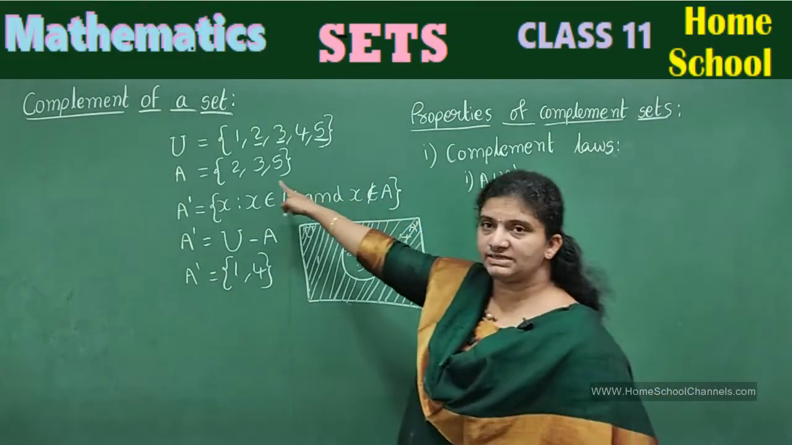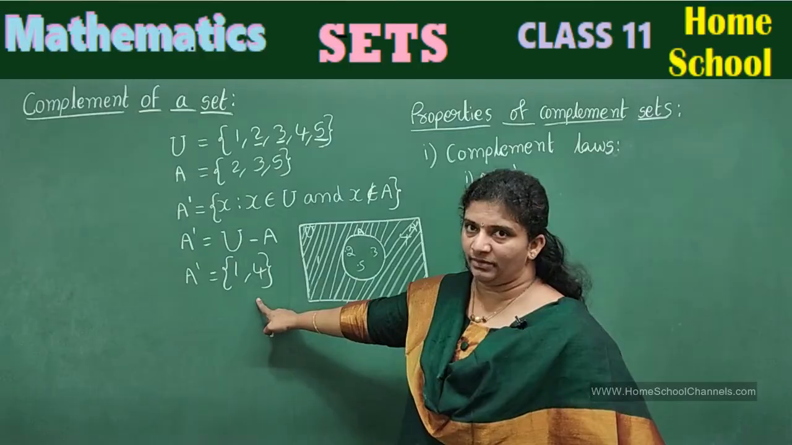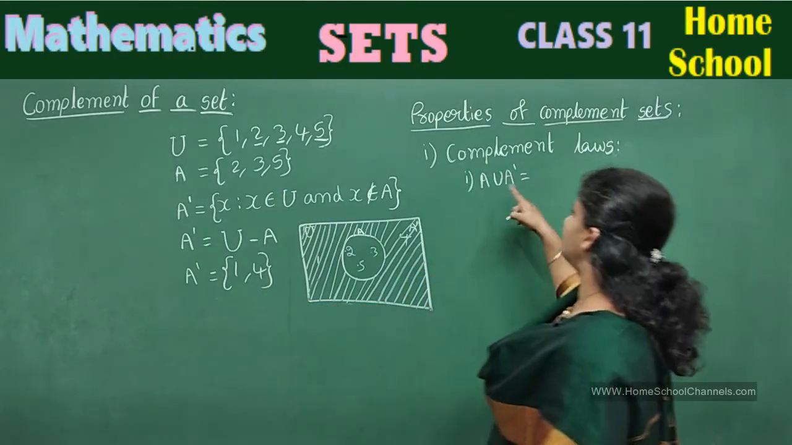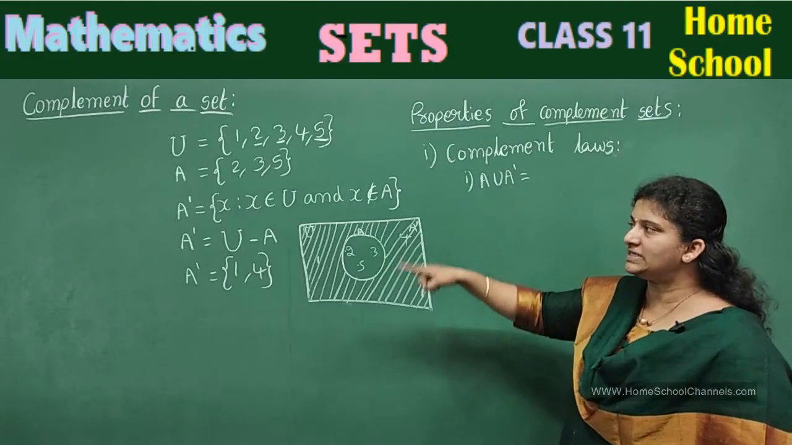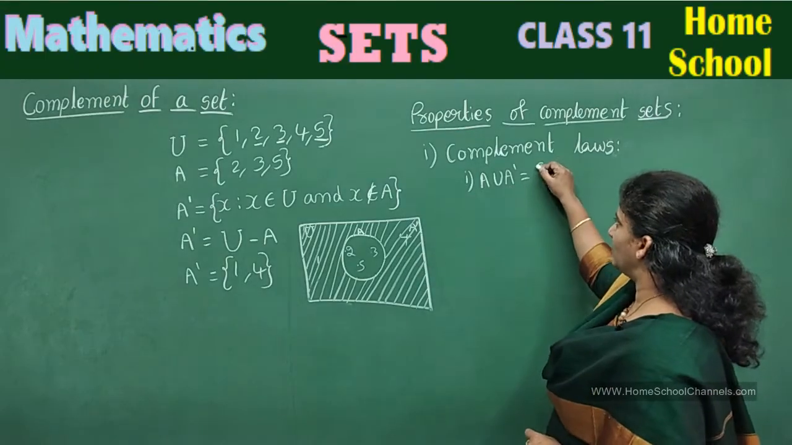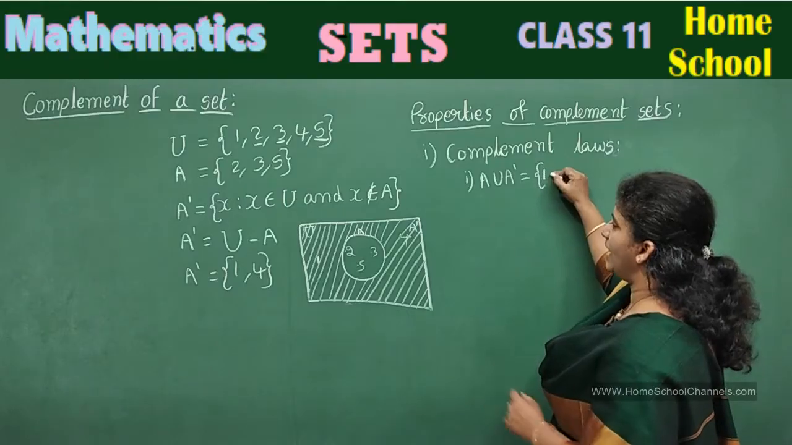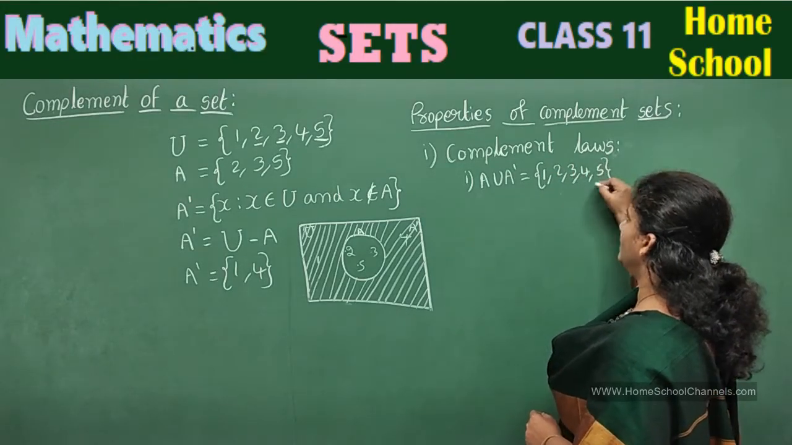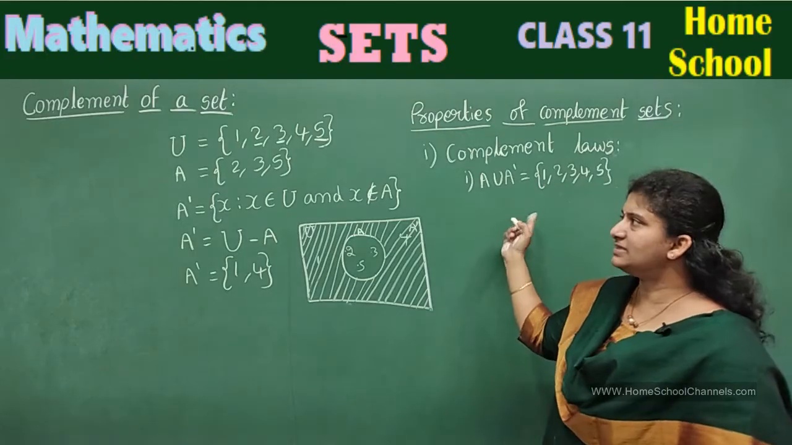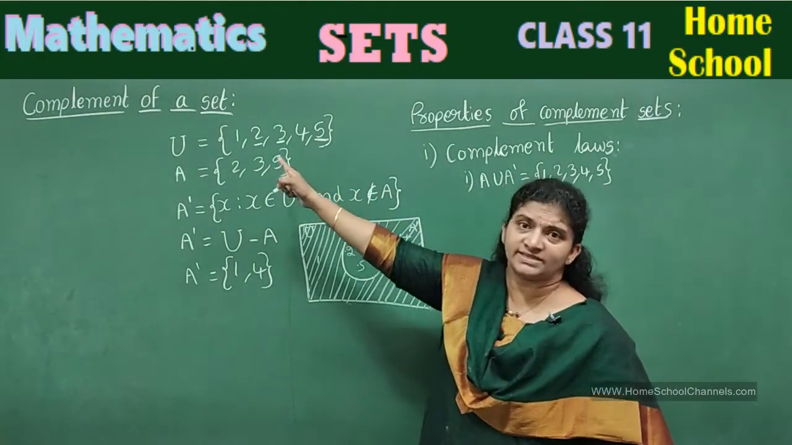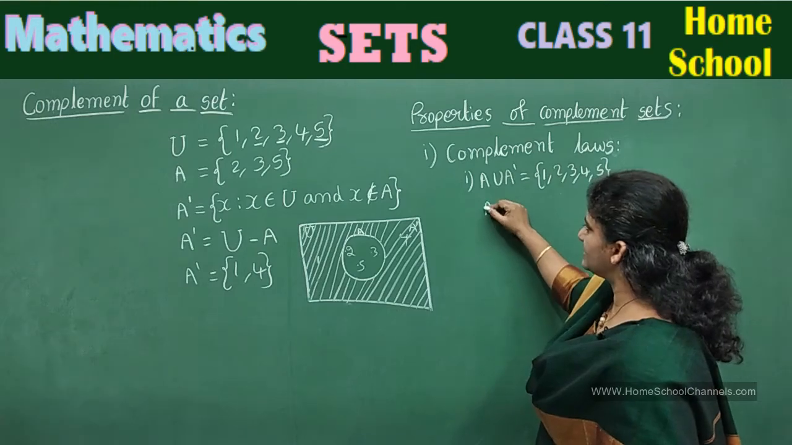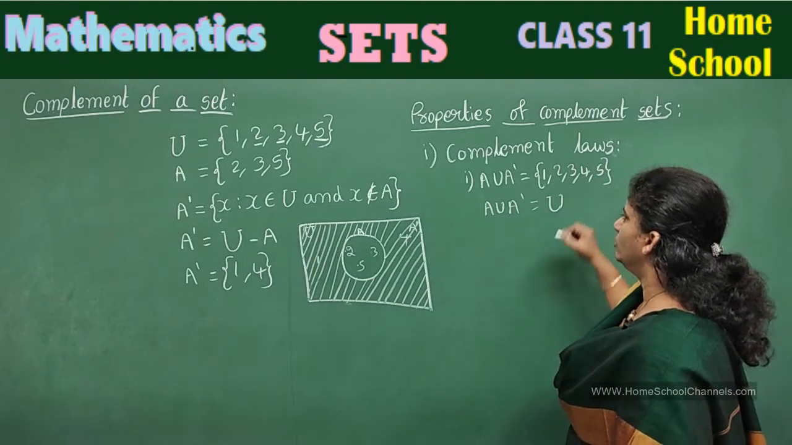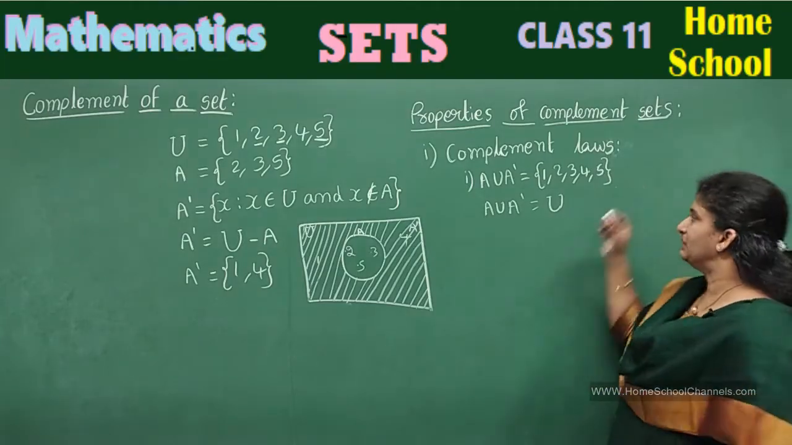This is A set and this is complement of A set. Union of these two sets is equal to 1, 2, 3, 4, 5. What is this set? This set is nothing but the universal set. So I can say this law as A union A complement is equal to universal set.